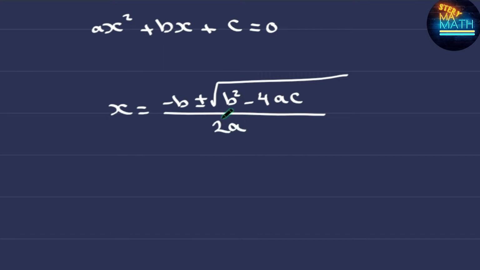What are a, b, and c? A is the coefficient of x squared, b is the coefficient of x, and c is the constant term. All right, and now I will show you how that works with the quadratic formula in the next example, so stay tuned.